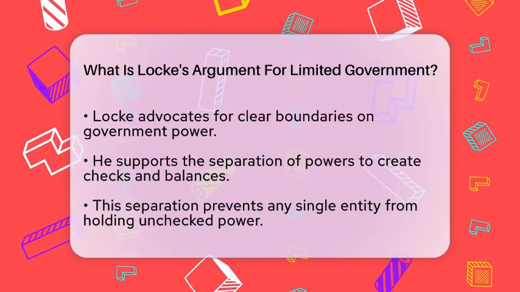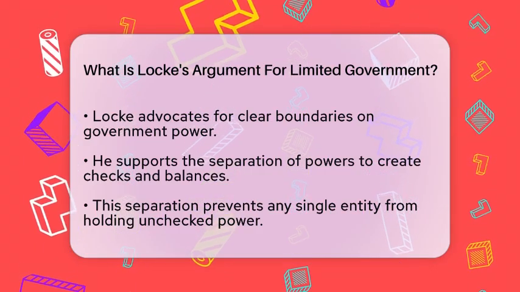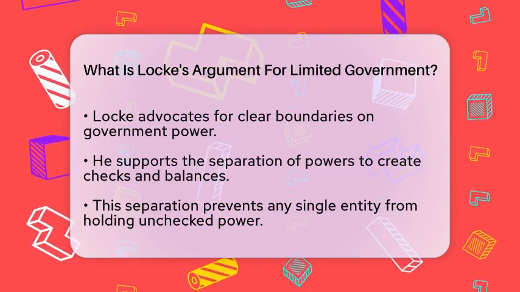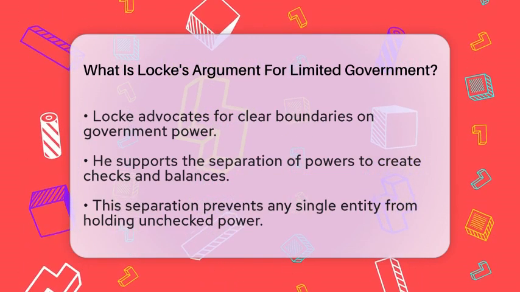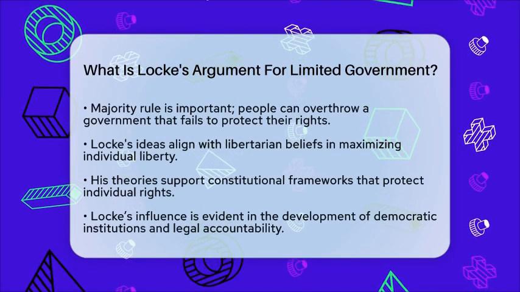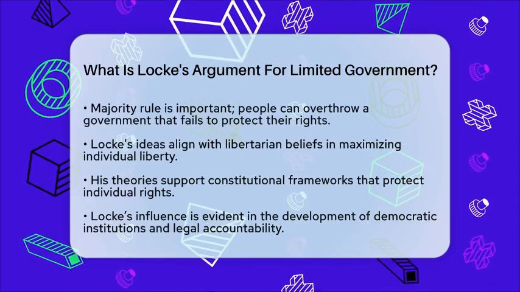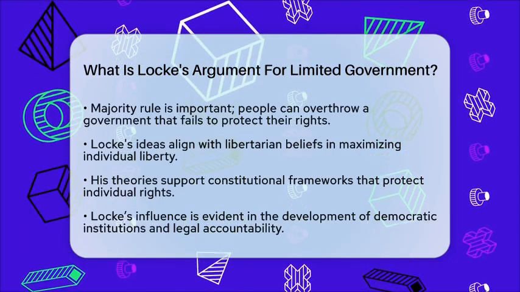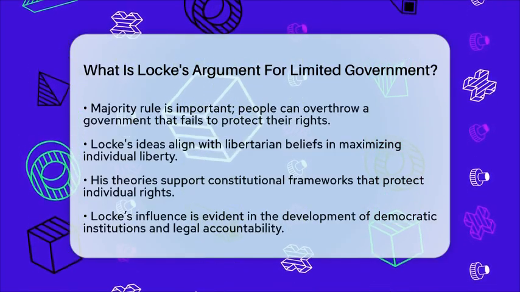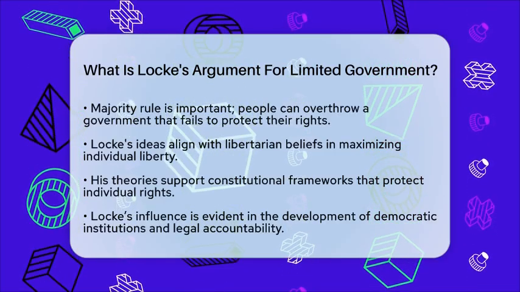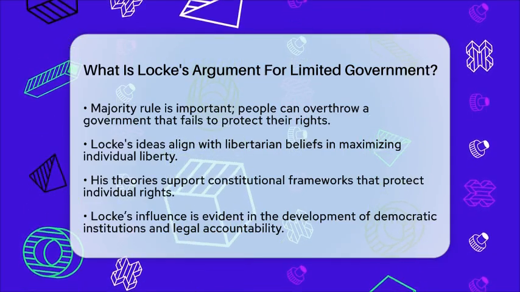From a libertarian perspective, Locke's argument aligns closely with the belief in maximizing individual liberty while minimizing state interference. His insistence that government power must come from the consent of the governed and be limited to protecting natural rights provides a strong foundation for limiting government authority. Locke's ideas have significantly influenced the development of democratic institutions. They emphasize personal freedom and property rights, which are core principles of libertarianism.